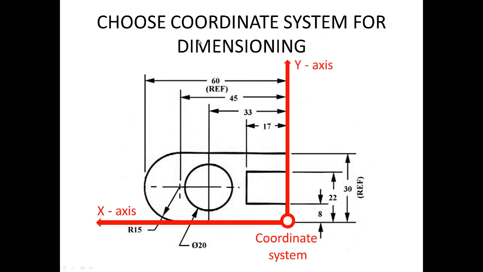Another one, choose the coordinate system for dimensioning. So this is one example where the coordinate system is here, and we have our x and our y-axis. Everything is measured from x, so 8 is measured from the horizontal x-axis, 22, 30. And then from the y, we have 17, 33, 45, and 60. This kind of dimensioning is known as parallel dimensioning.